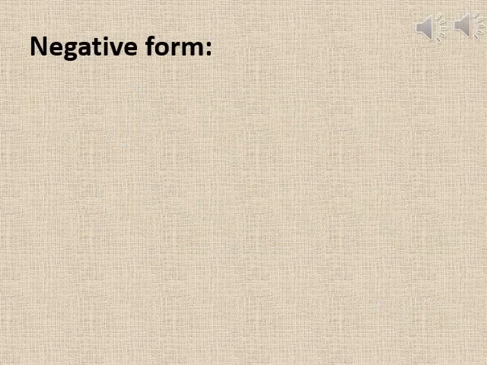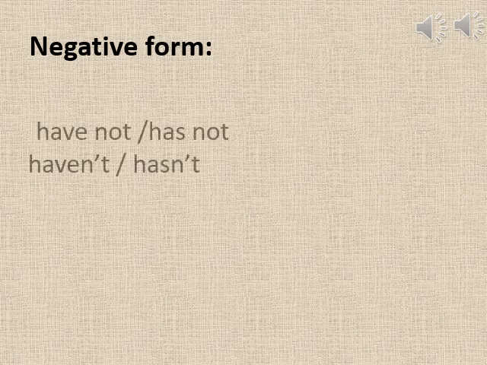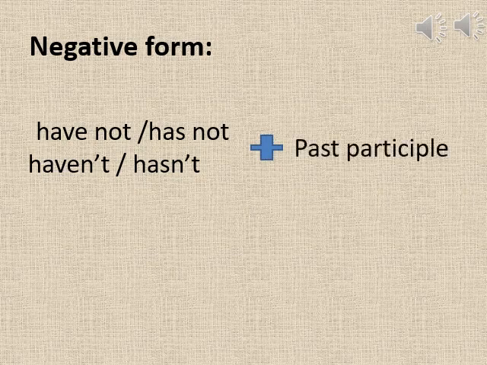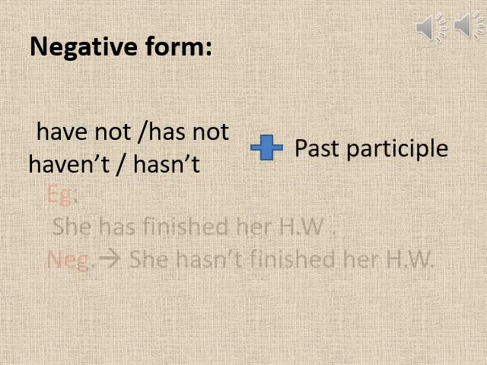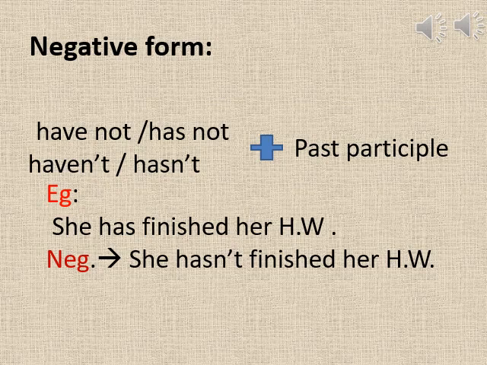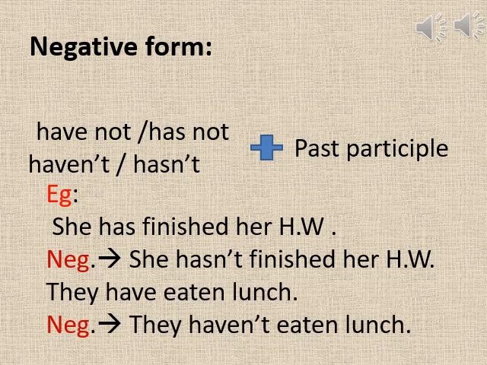Negative form. In the negative we put not with have or has, haven't, hasn't, plus the past participle of the verb. For example, she has finished her homework. So the negative is going to be she hasn't finished her homework. They have eaten lunch. Negative, they haven't eaten lunch.